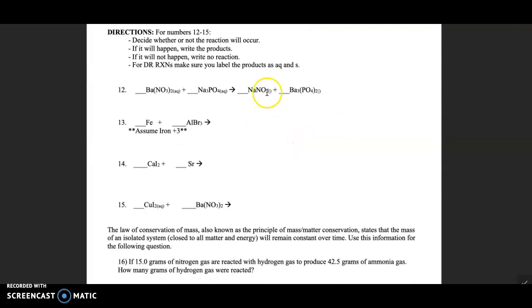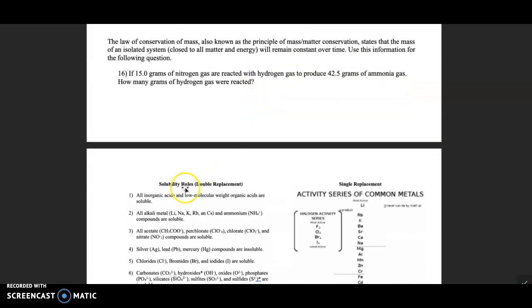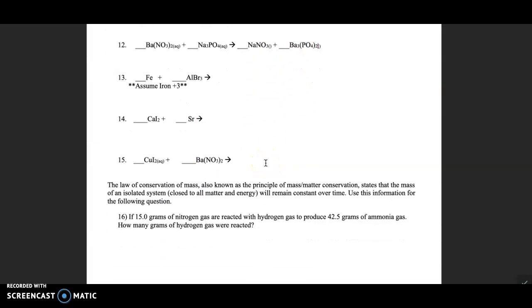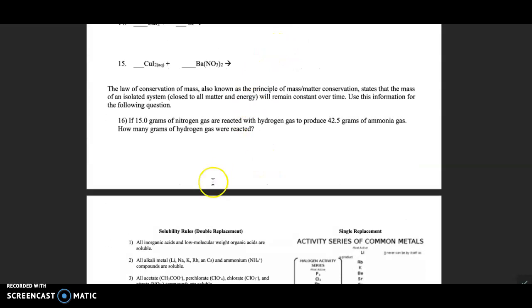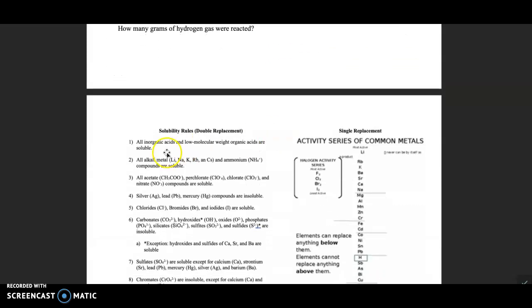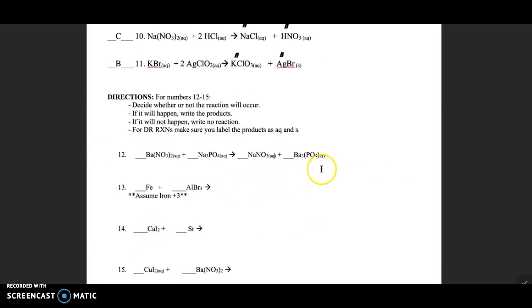Okay. So, just going through my rules. Acids. I don't have any acids here, so that's fine. Second rule says alkali metal compounds are soluble. That's this one. That is aqueous. Now I'm looking for something about barium or phosphate. Nothing about barium or phosphate here, or there, or there. Here I got phosphates are insoluble, so this would be solid right here.